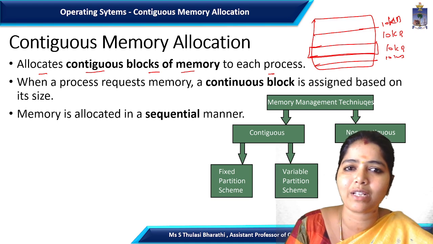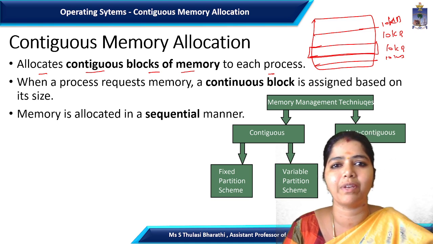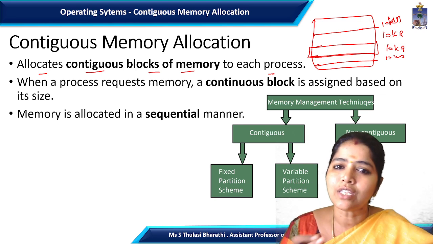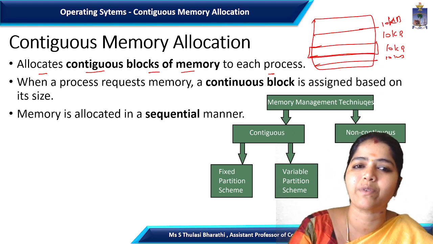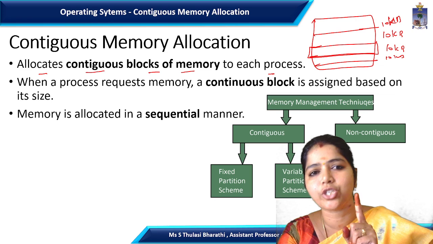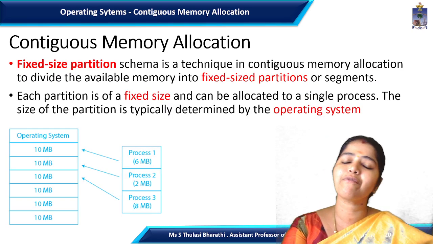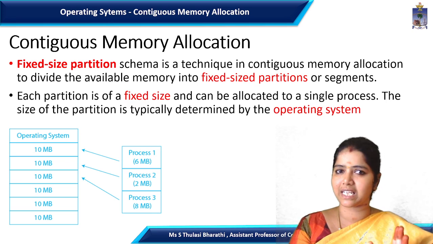In memory management techniques, apart from contiguous memory allocation, we have another method called non-contiguous memory allocation. In contiguous, we have two types. One is the fixed partition scheme, and another one is the variable partition scheme. So what do we mean by fixed partition? Fixed means a fixed size will be there.